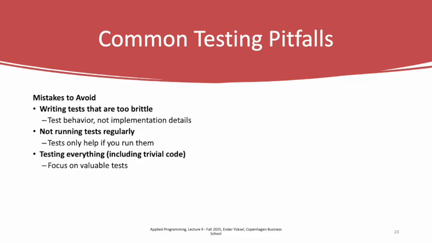Pitfall 3. Testing everything. New testers sometimes try to achieve 100% coverage by testing everything, including trivial code. Example: testing that a property getter returns the property value. This provides no value. It's testing the language, not your logic. Better, focus tests on complex logic, business rules, calculations, algorithms, error handling. Code where bugs can hide. Don't test simple data structures or framework code.